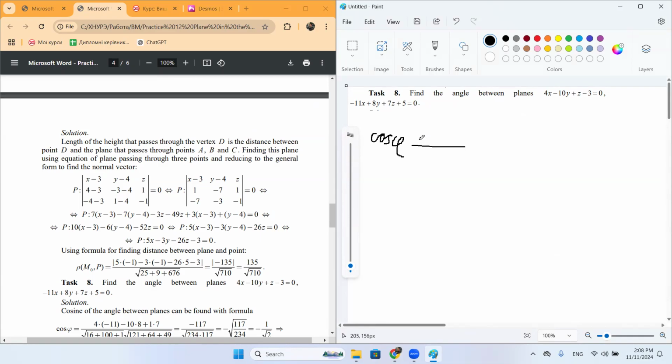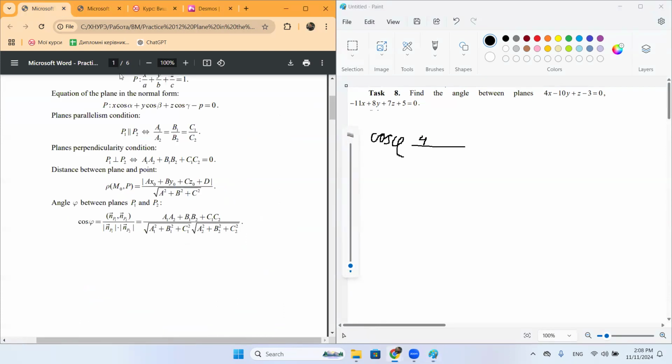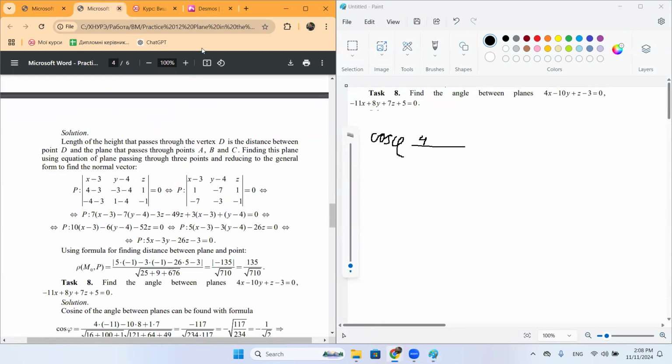And by the way, if I'm not mistaken, it must be the magnitude of the scalar product. So the formula is not fully correct. So writing down the correct formula here. So the module of the scalar product.